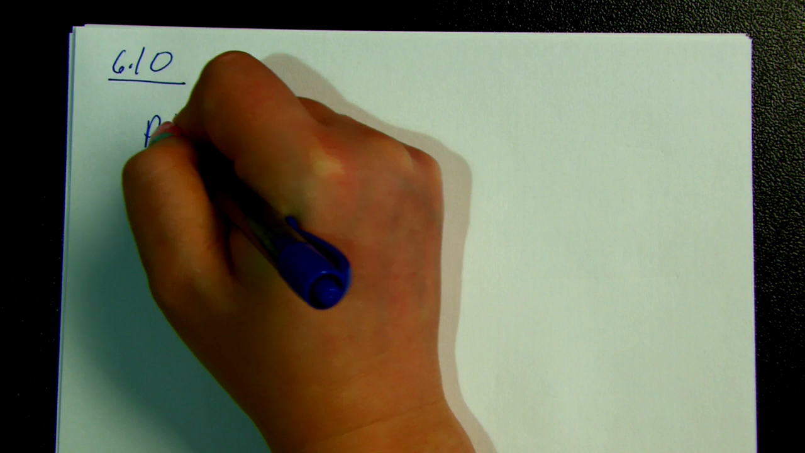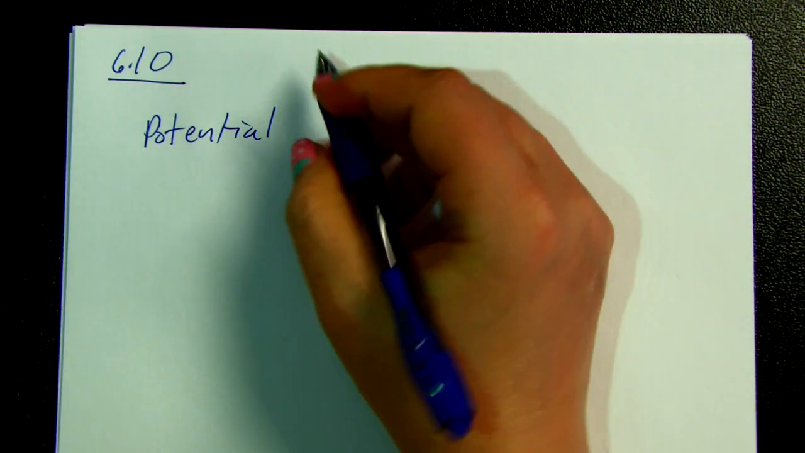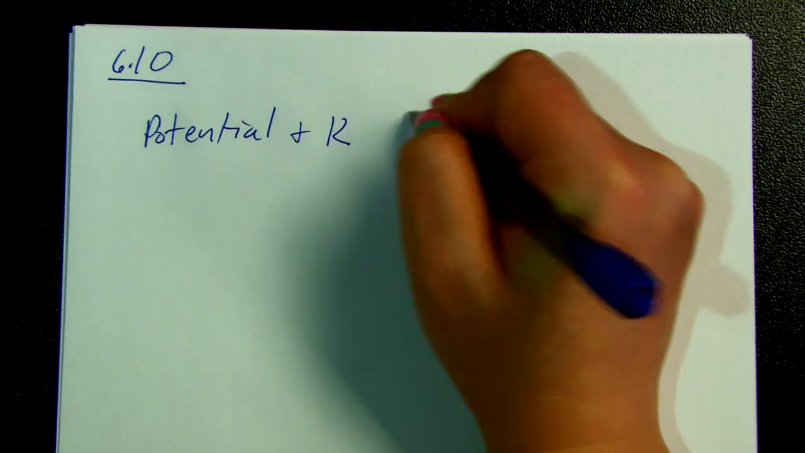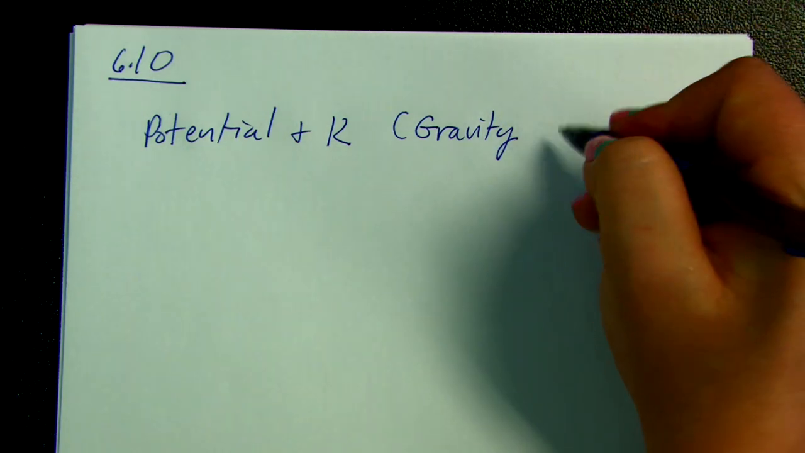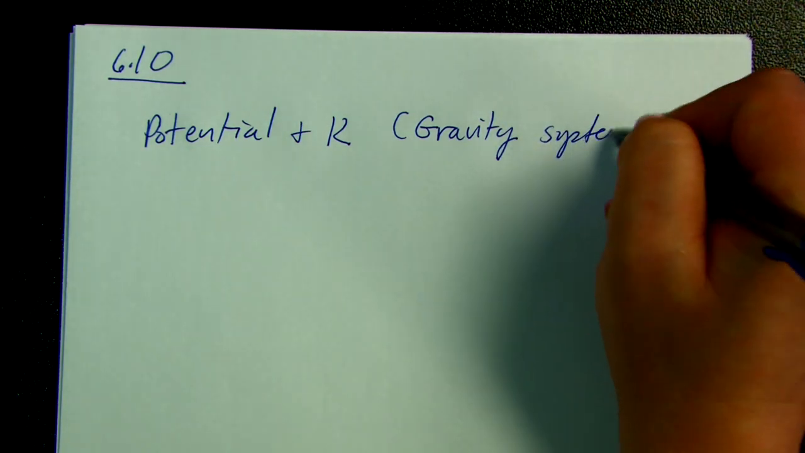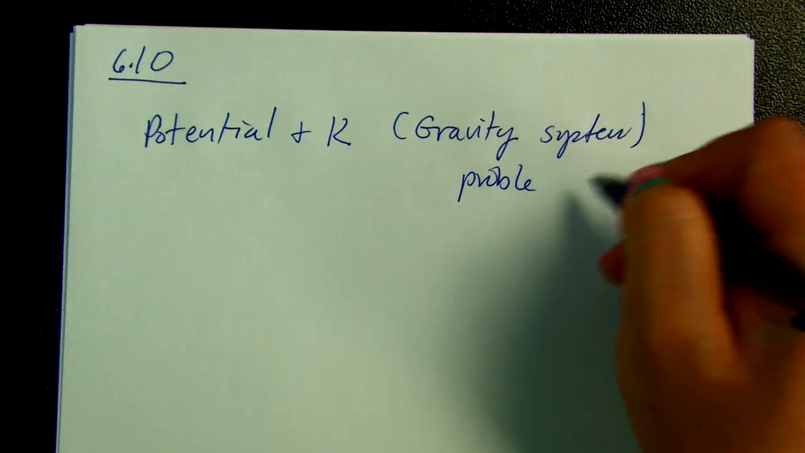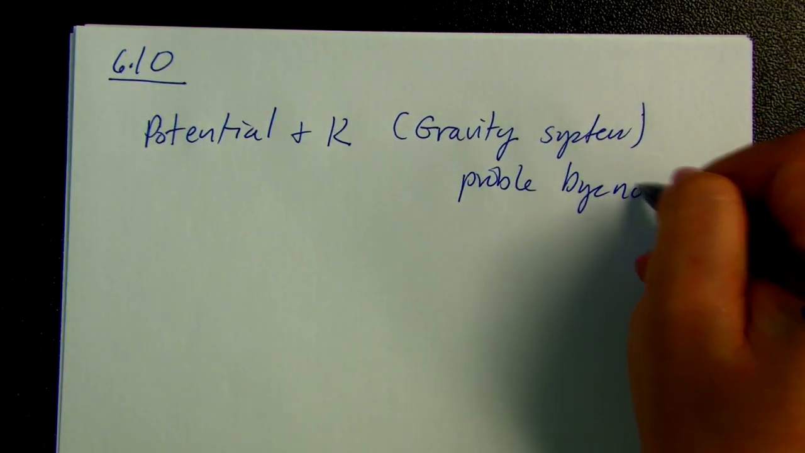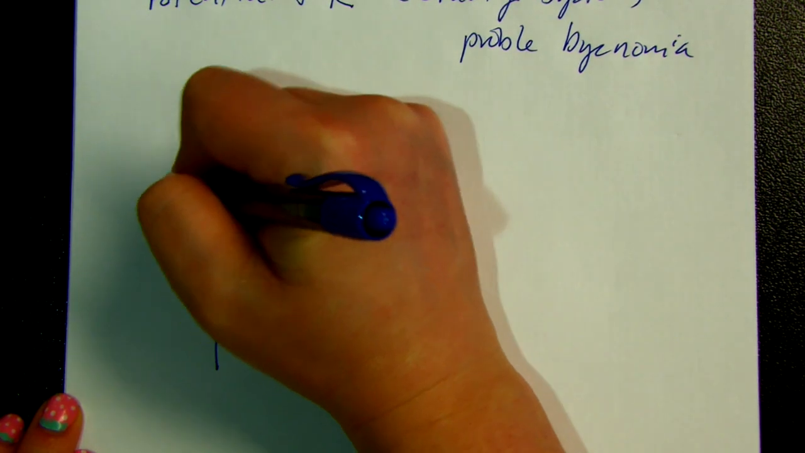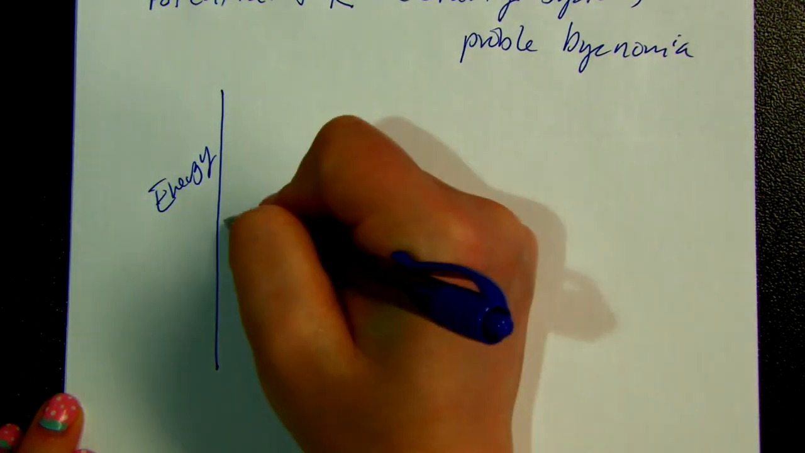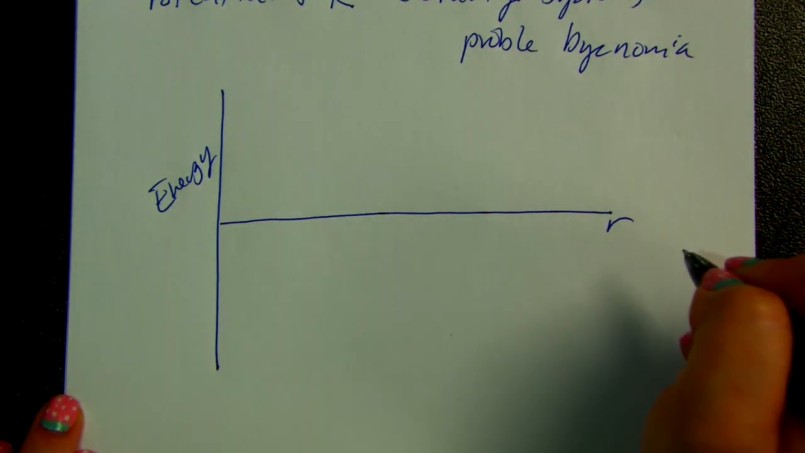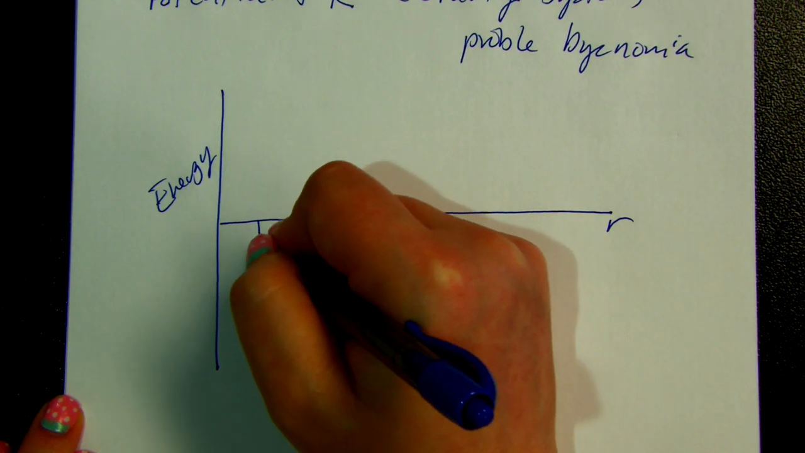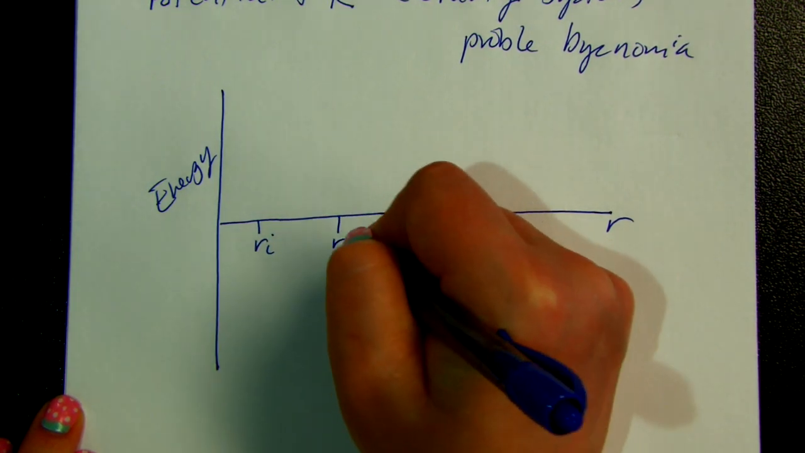So if we look at potential and kinetic energy for a gravity system, say the probe plus Dysnomia, what I'm going to plot out here is energy on the y-axis, and then distance on the x-axis. So we could say maybe you're sorting out initial and final for that particular problem.